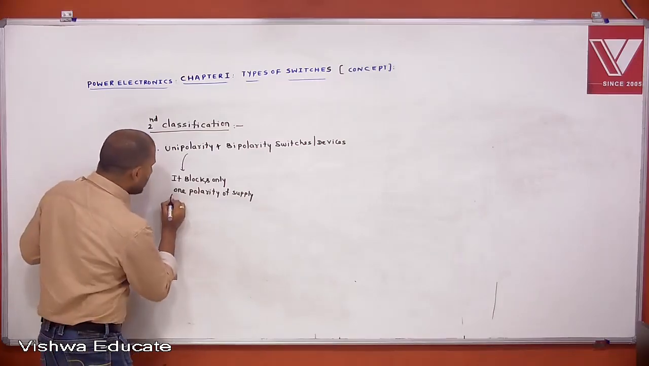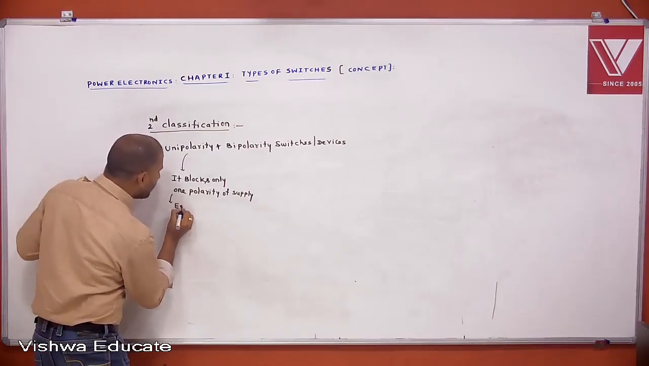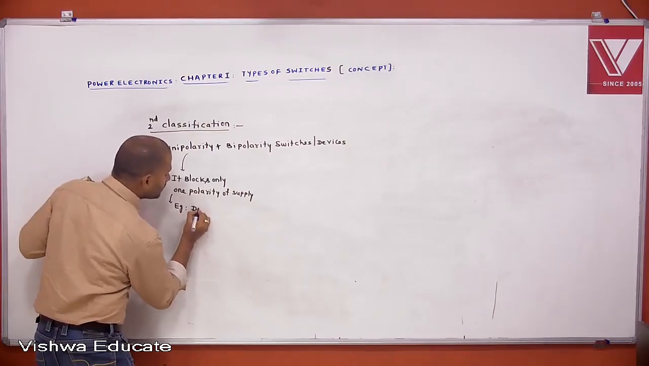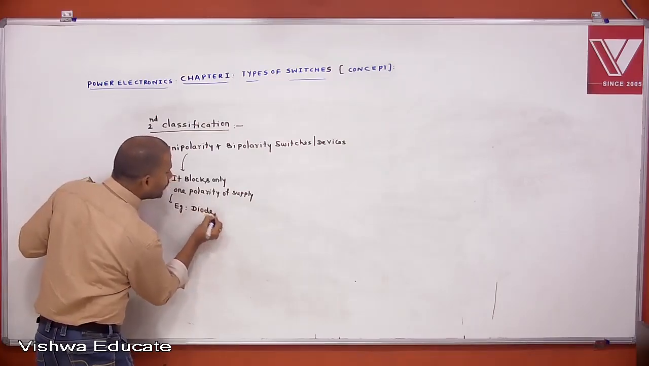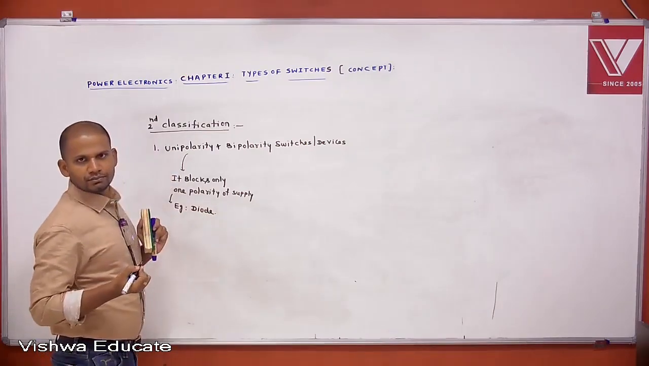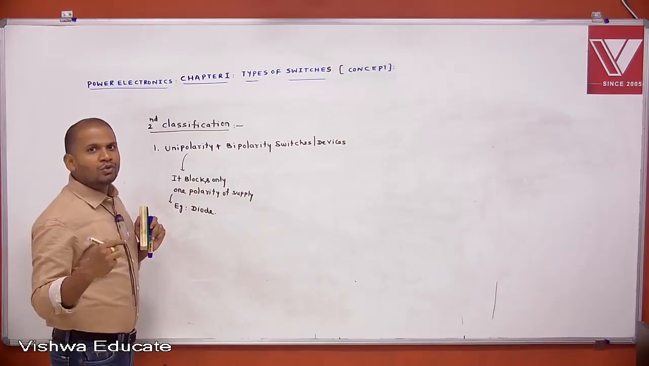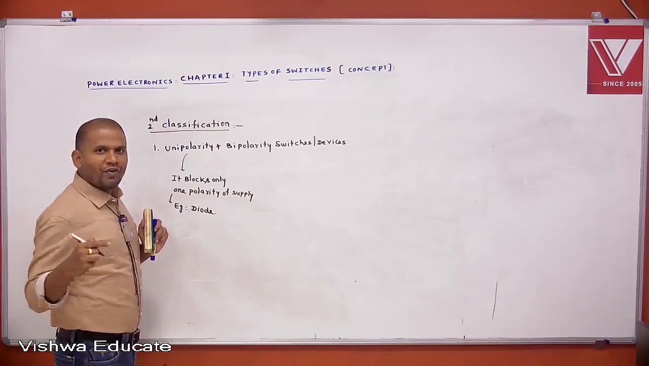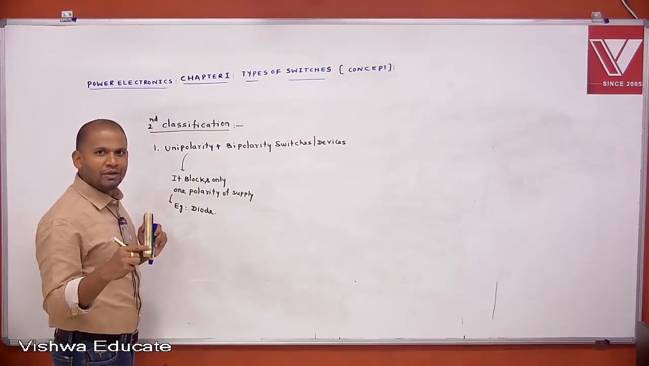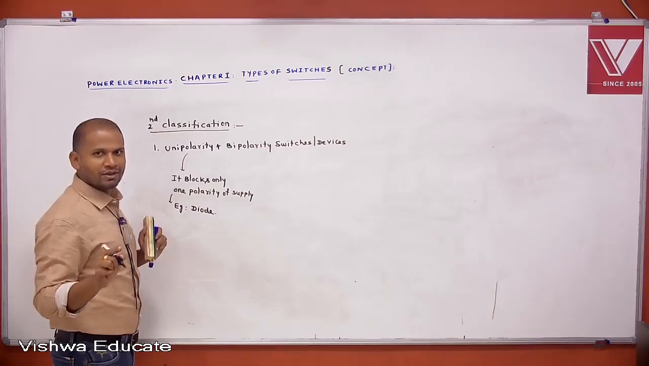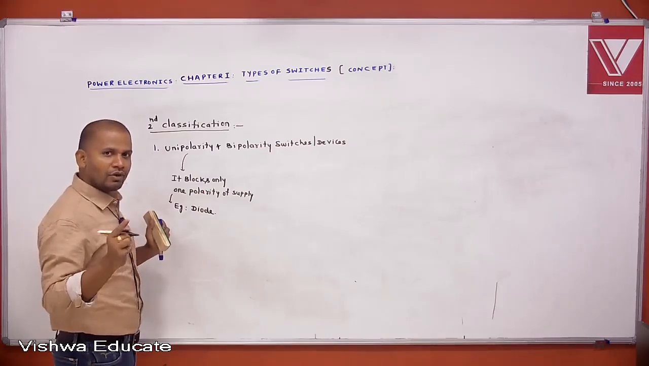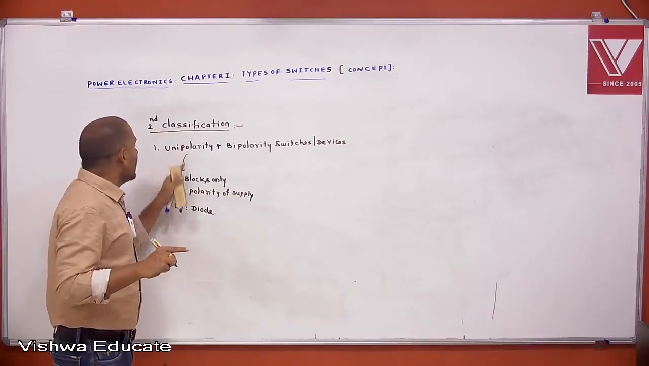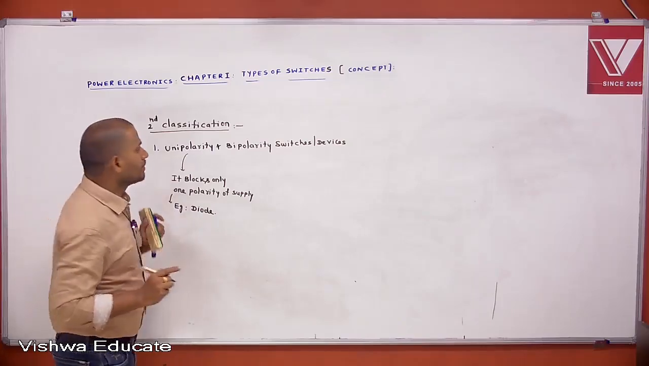One of the examples, so many examples are there, later on I will give: diode. Diode is a unipolarity device. Diode blocks only reverse voltage. Once the forward voltage is applied to the diode, it starts conduction. It cannot block. Later on I will give so many examples also. Then diode is a unipolarity device.